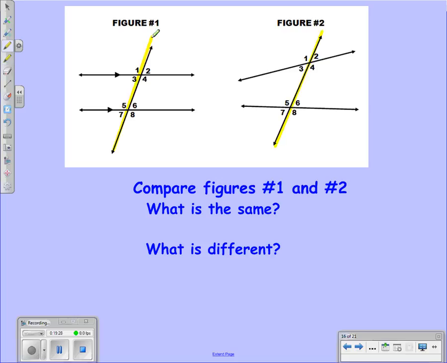However, what we do notice about figure 1 is that we have two parallel lines, and I know they're parallel because of the little symbol here. If we look at figure 2, we can see these lines are not parallel because eventually if I continue to go, they will cross, and so they are not parallel.